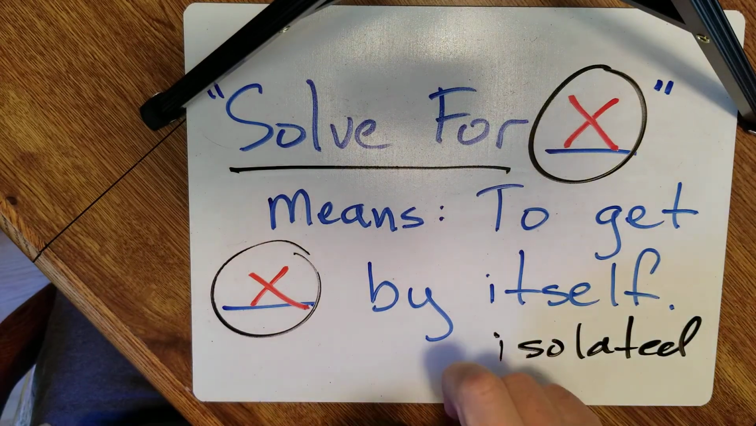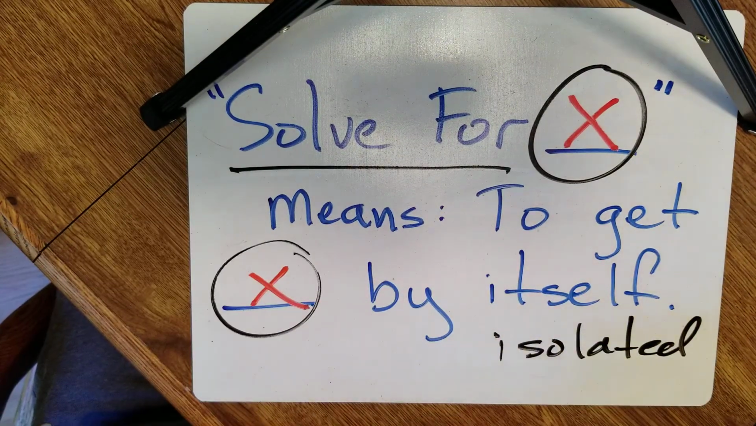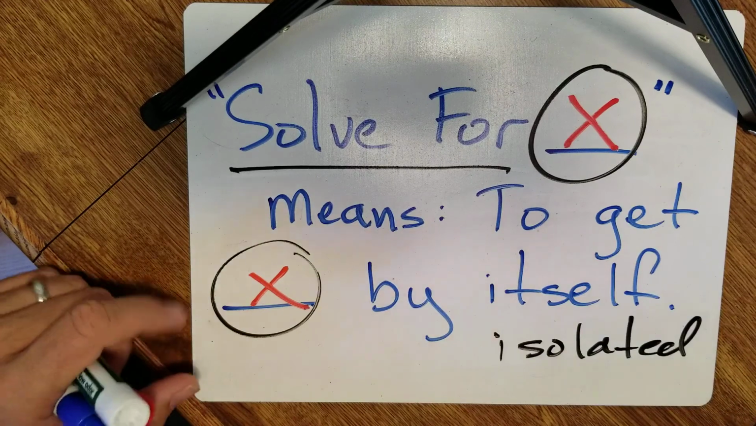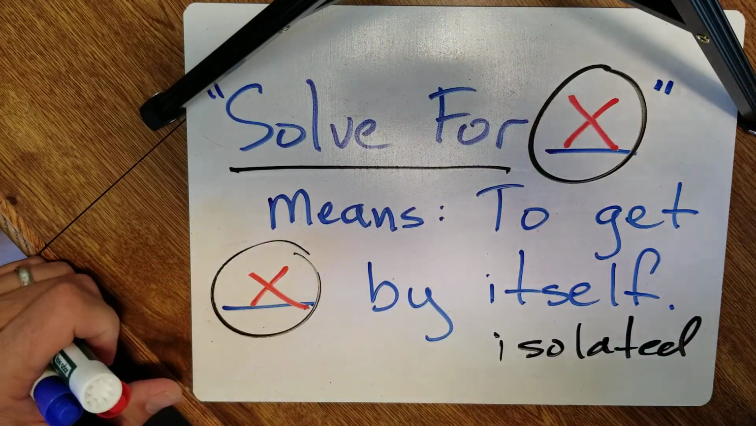We have to use negative numbers. We have to use our opposites, like addition cancels out subtraction, multiplication cancels out division. All of this is just building on itself, all right? So you'll see a lot of very familiar themes throughout this.